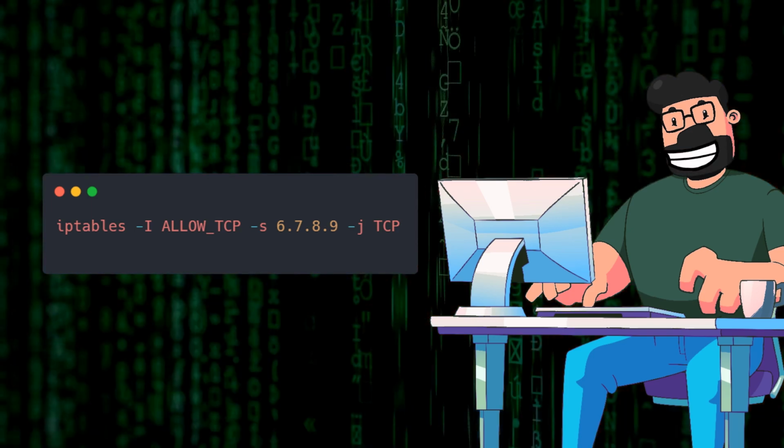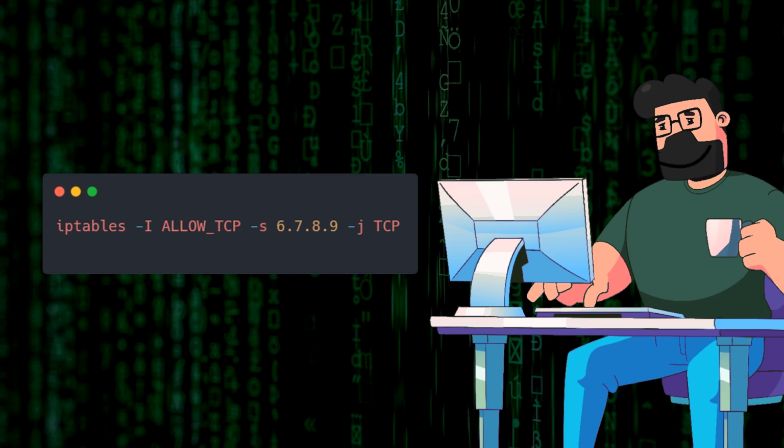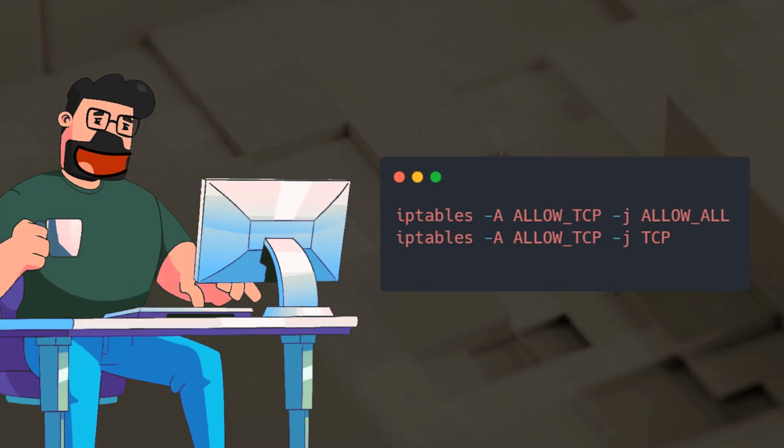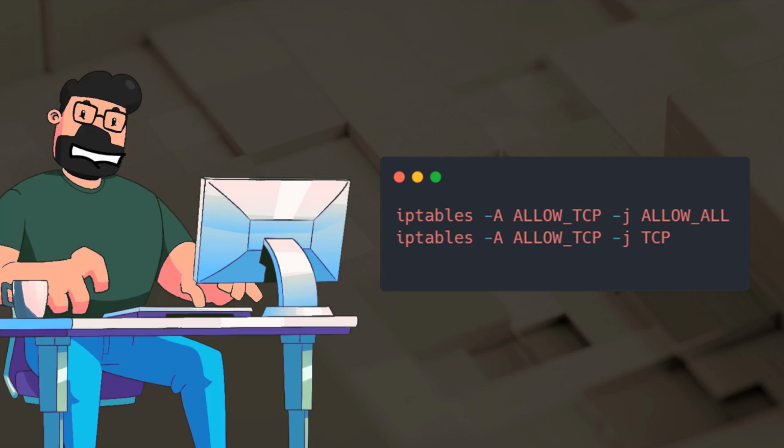An important addition to the solution is the use of the iptables command iptables allow_TCPS 6.7.89 -j TCP to insert a rule allowing specific sources to pass through the TCP handling chain, ensuring a comprehensive security setup. Lastly, by including iptables allow_TCP -j allow_LL, and iptables allow_TCP -j TCP in the rule set, we optimize the processing of TCP traffic, ensuring that traffic from authorized sources follows the defined rules while maintaining a secure environment.